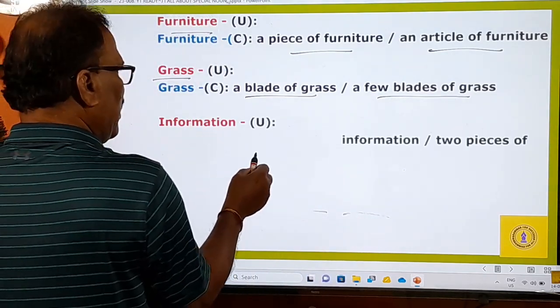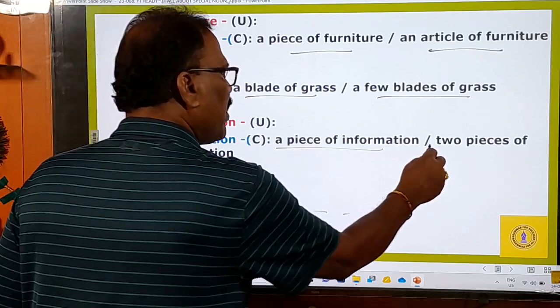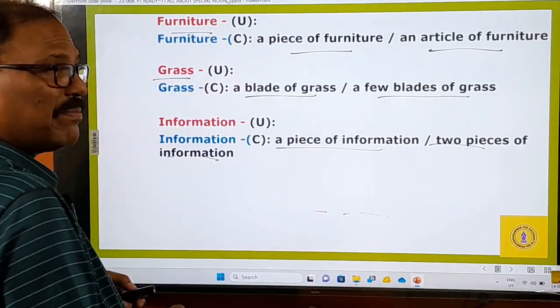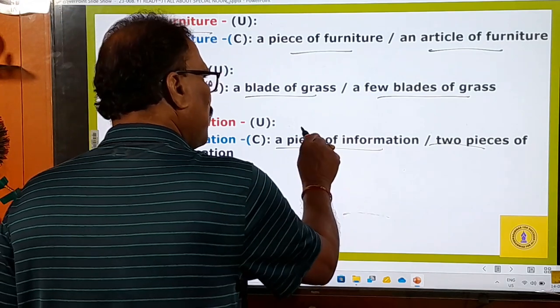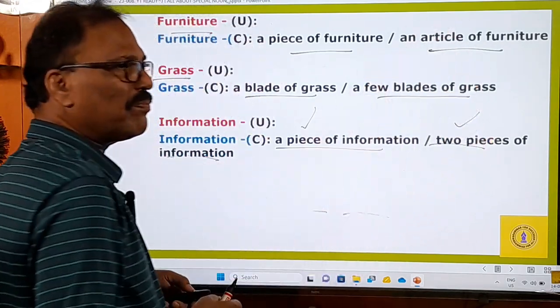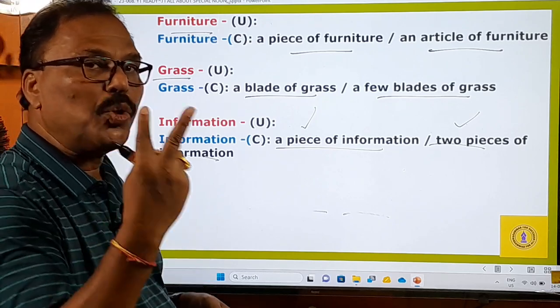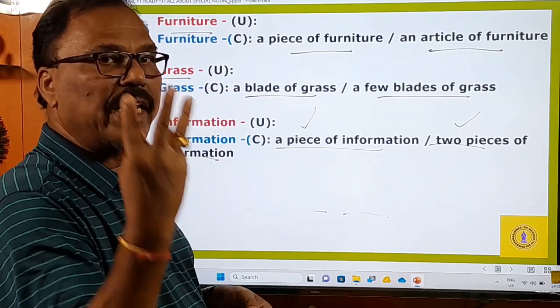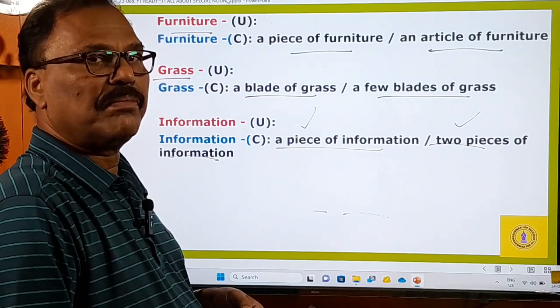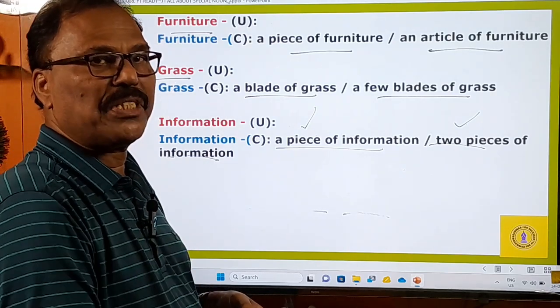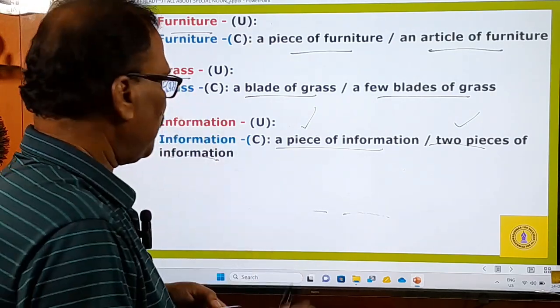Information is there. I have received a piece of information, two pieces of information. Information is as it is. The police have received two pieces of information, three pieces of information. Not three informations, not two informations, no. Right.